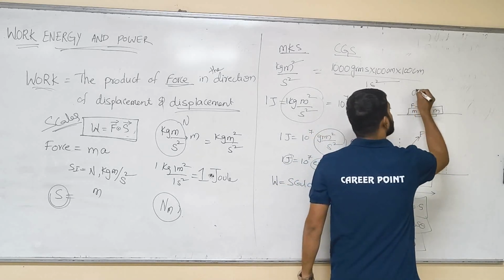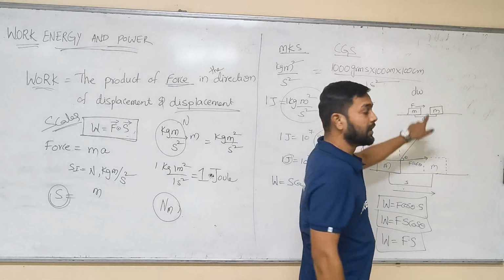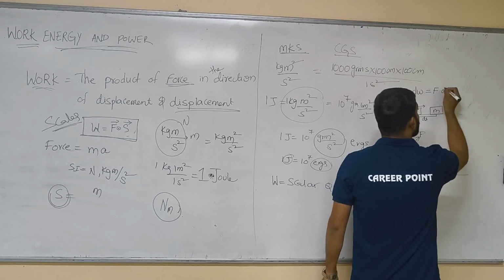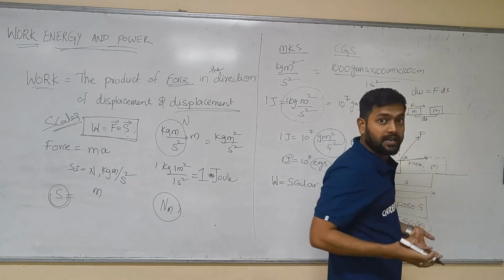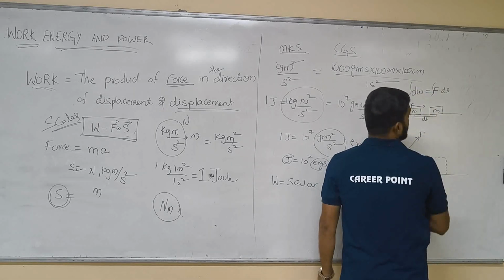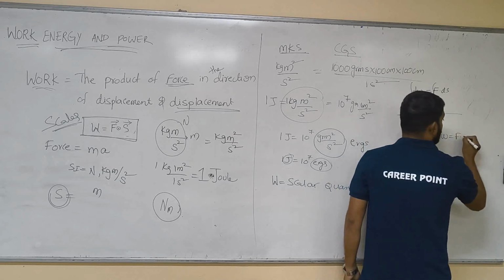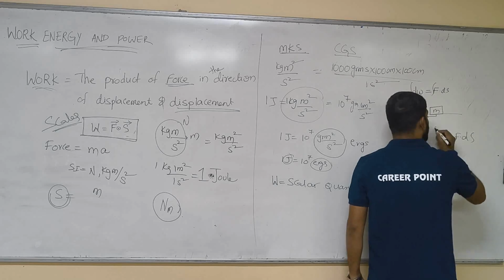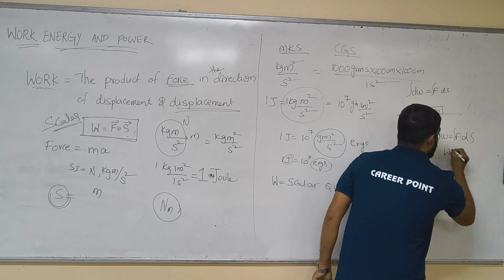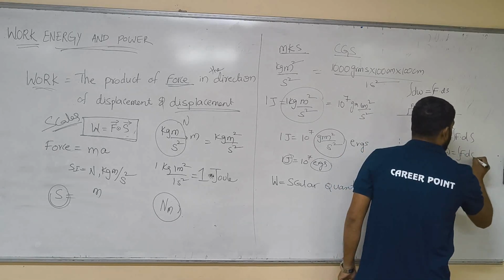So this dW, because it is a small work done, is equal to F dot ds. So I want the full work done. Then we need to integrate on both sides. We need to integrate on both sides, then dW becomes W, the work done, which will be equal to the integration of F dot ds.